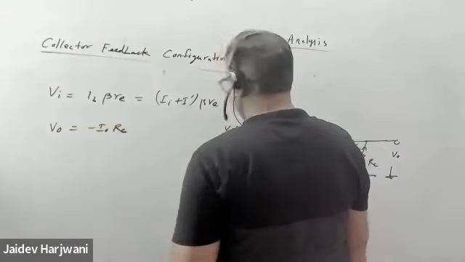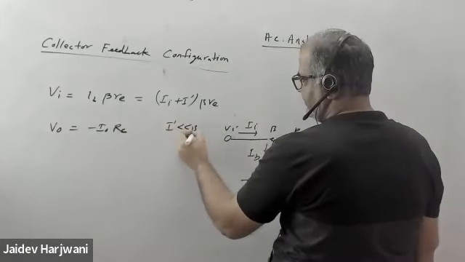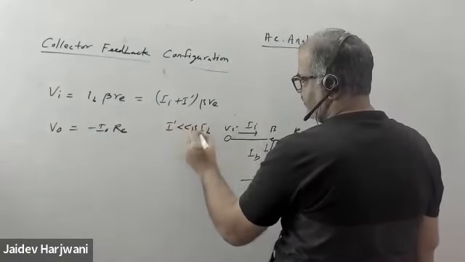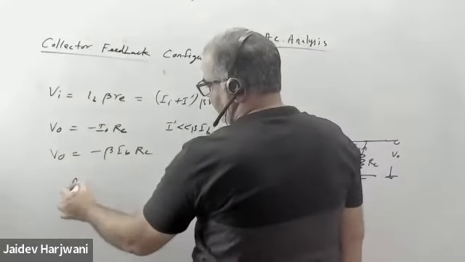And if I say this I dash is less than beta IB, then I can say my V naught is simply minus beta IB RC. So I have V input in terms of IB, and I have V naught also in terms of IB, so I can find the gain directly from here.